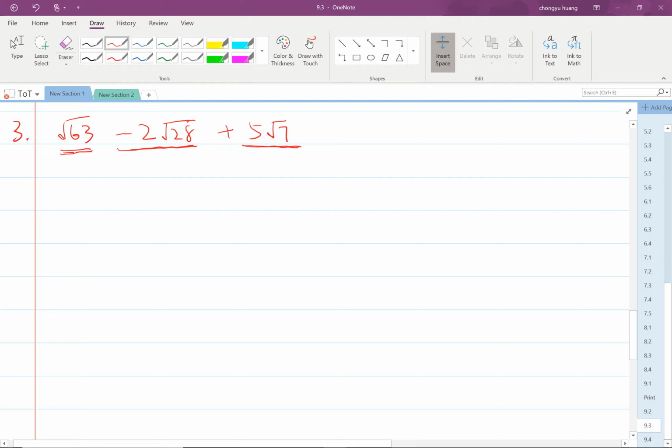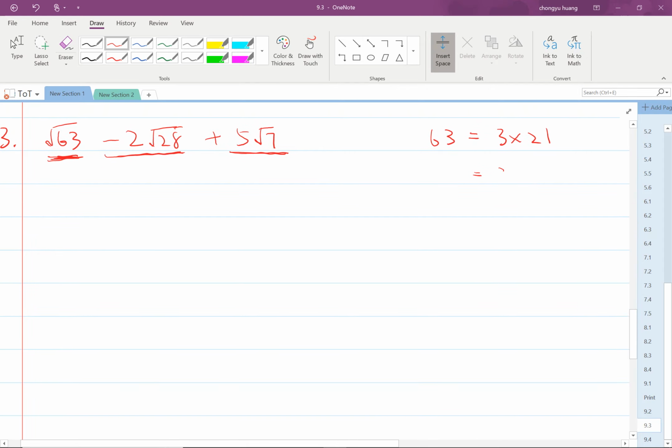So let's focus on 63 first. Everyone knows 63 is actually equal to, let me think about it, 63 is equal to 3 multiplied by 21, right? Let me check again. Yeah, I think it's right. And let me write it in a better form, because it's a little bit messy.